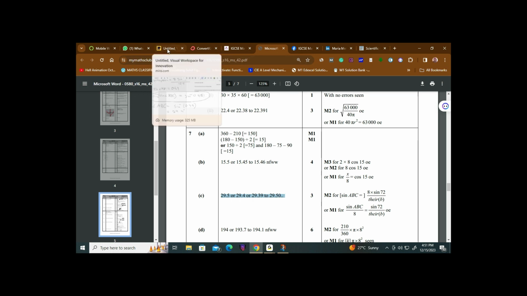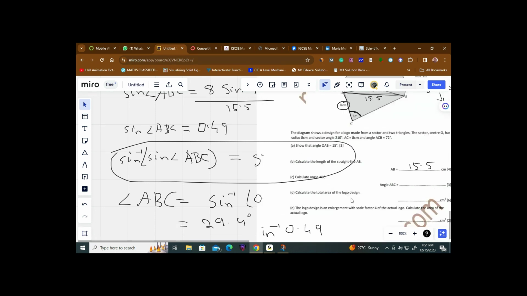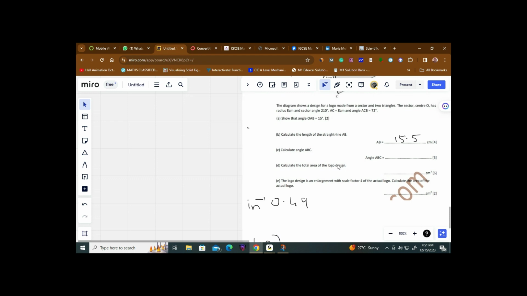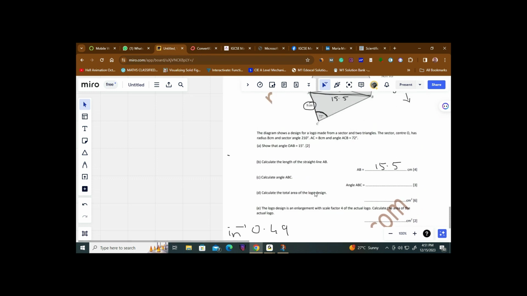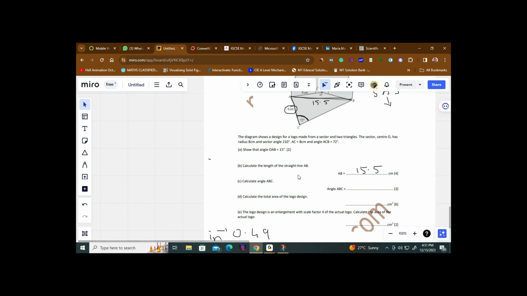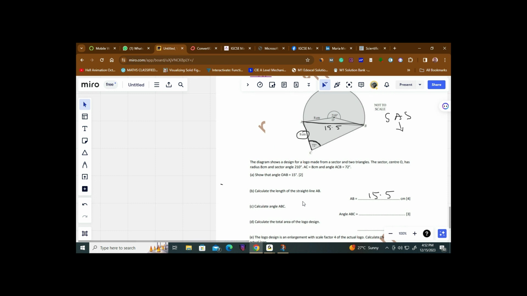And now we move to part D. Let me just drag this document down a little. There's too much work clustered here, so let me just move it. We need to calculate the total area of the logo design. It's a 6-mark question, and it's very, very interesting. People might be thinking that since this is 6 marks, it should be hard. It's not hard, it's very interesting.